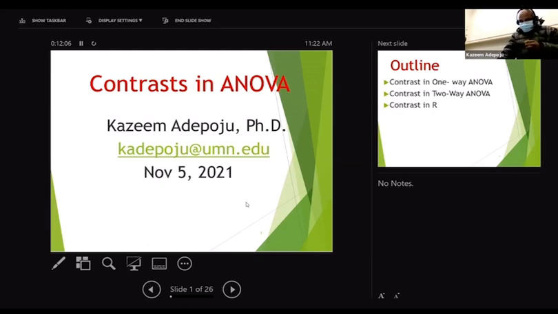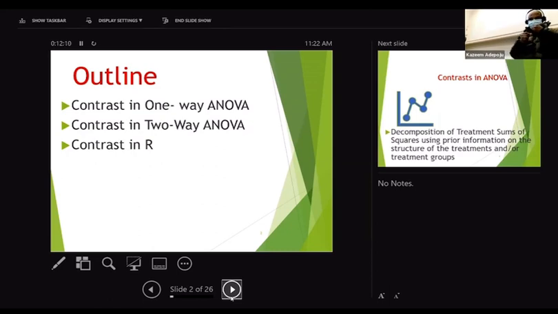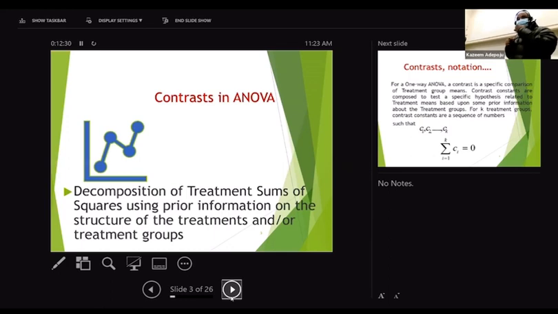Of course, for the outline today, I'm going to walk you through contrast in one-way analysis of variance and contrast in two-way analysis of variance, and how we implement contrast in R. That will be the focus of today. Now, I'm going to go into that. What do we mean by contrast in general?